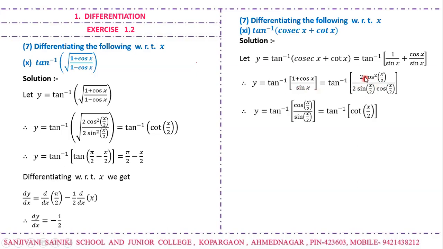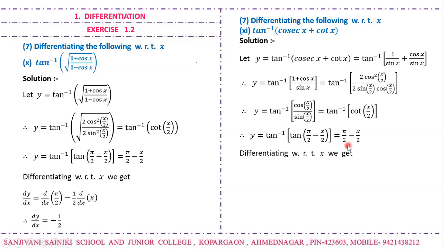Cos x by 2 and cos x by 2 will cancel, and what you get is cos x by 2 upon sin x by 2, which is cot x by 2. Again using the allied angle formula, this cot of theta can be written as tan of 90 minus theta. Then using the property tan inverse of tan theta is equal to theta, we get pi by 2 minus x by 2.